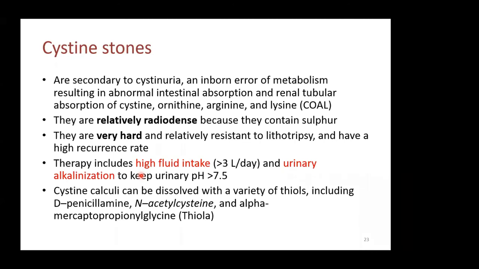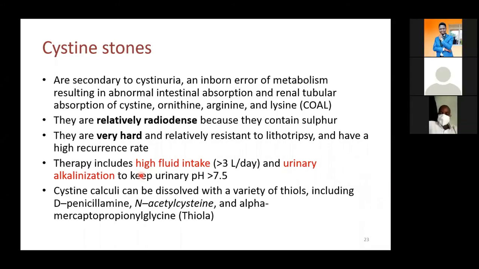They are relatively radiodense because they contain sulfur. They are very hard and relatively resistant to some of the modalities of treatment we shall see, like lithotripsy, and they have a high recurrence rate. The therapy includes high fluid intake and alkaline urine, so you keep the pH more than 7.5. Cystine stones can be dissolved with a variety of thiols, including D-penicillamine, N-acetylcysteine, and alpha-mercaptopropionyl glycine. All these can be very good in treating cystine stones.